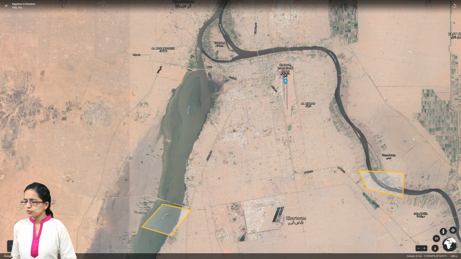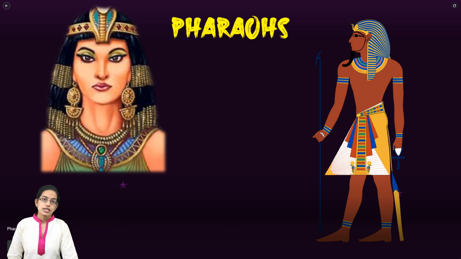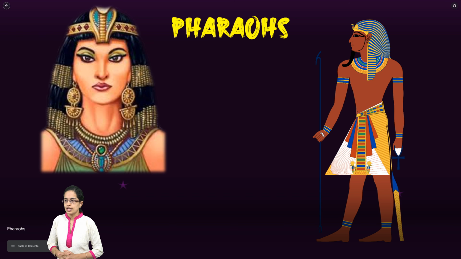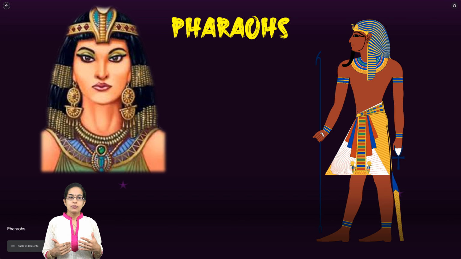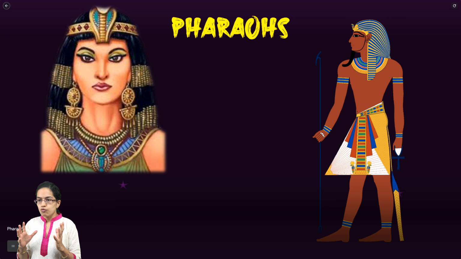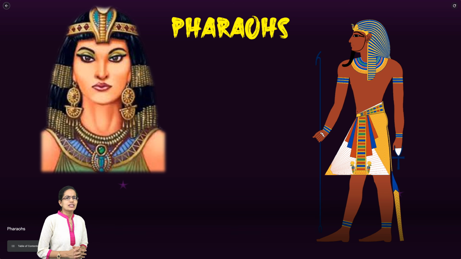As you move forward, you would understand that most of the towns had a lot of greenery during that time. Pharaohs was the name for the rulers. The people who ruled in the Egyptian civilization were known as Pharaohs.